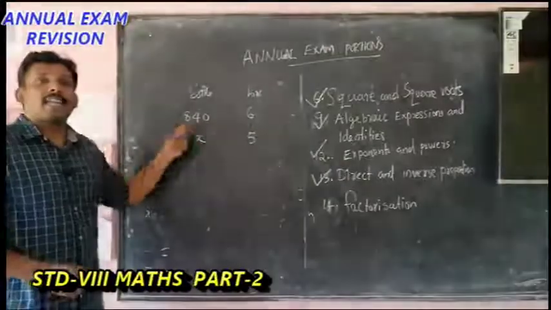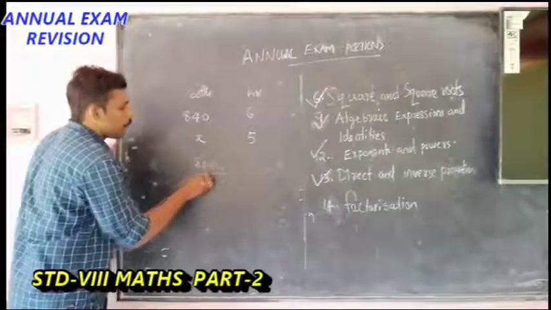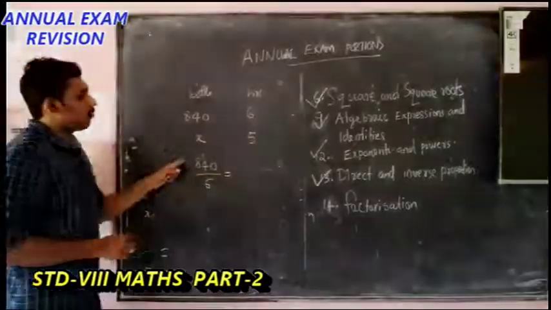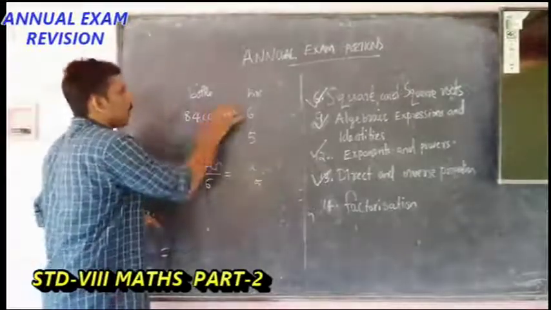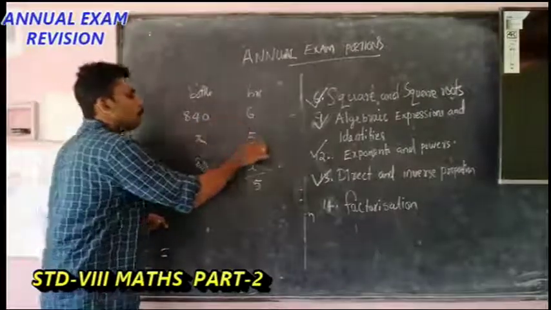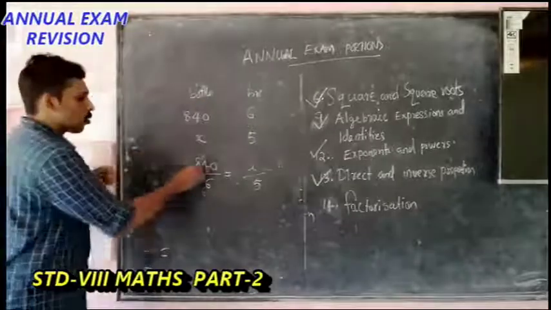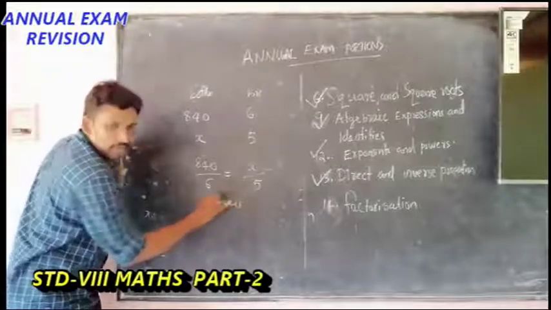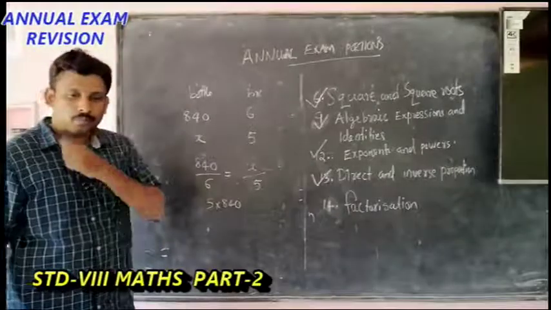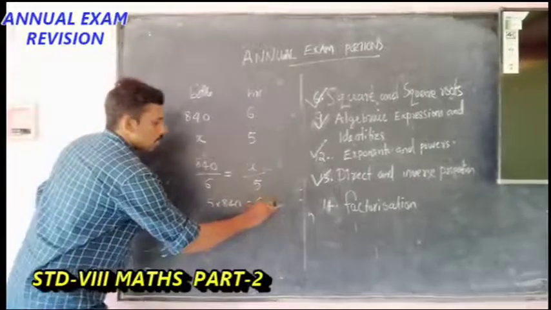Okay, if it is a direct proportion, we can write 840 divided by 6 equal to x by 5. This divided by this equal to this divided by this. This is the direct proportion. We can do it like that. So cross multiplication: 5 into 840 is equal to 6 into x.